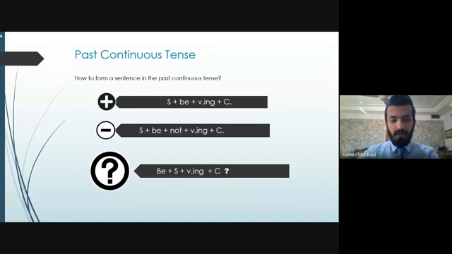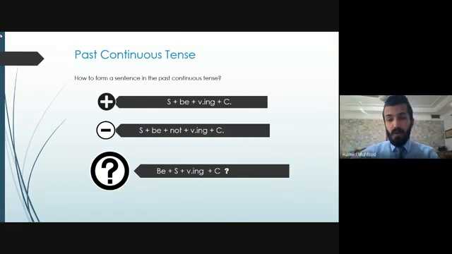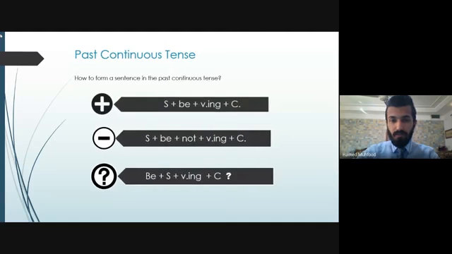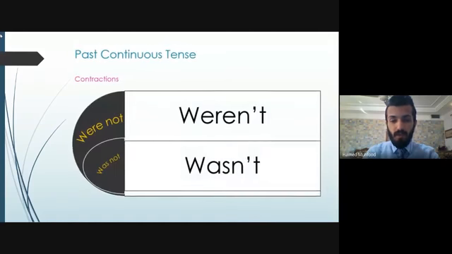Haneen is awake. Was she going to the mall yesterday? Yes. Was she going to the mall yesterday? So these are examples of interrogative sentences. Thank you. And this is how we form sentences using the past continuous tense.